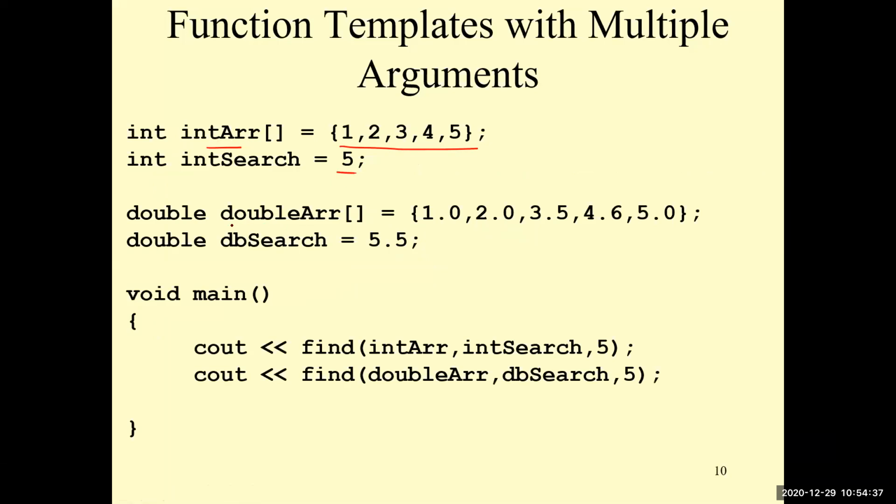Okay, or you can have an array of float or double in which you have values like this and you want to search value 5.5. So you can call this function find. You can pass it an integer array and the value to search. This is the size of the array. Similarly, you can pass it the array of doubles, the value to search, and this is the size of the array.